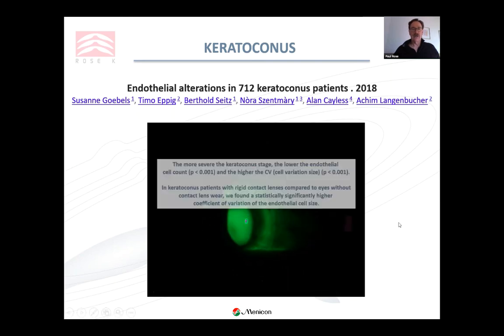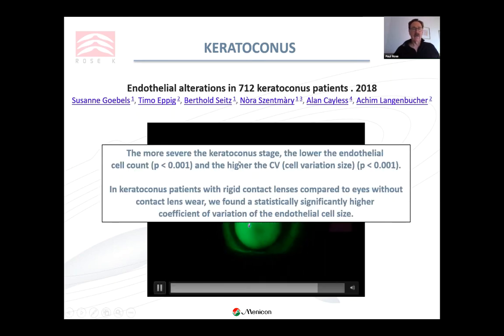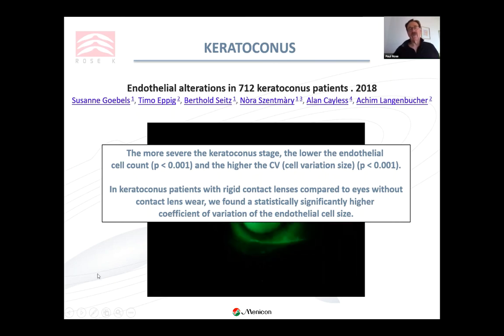This was a study done on 712 keratoconic patients to look at the endothelial count. What they found is the more severe the keratoconus stage, the lower the endothelial count. In keratoconus patients with rigid contact lenses compared to eyes without contact lenses, they found a statistically significant higher coefficient of variation of the endothelial size as well. So in summary, what does that mean?